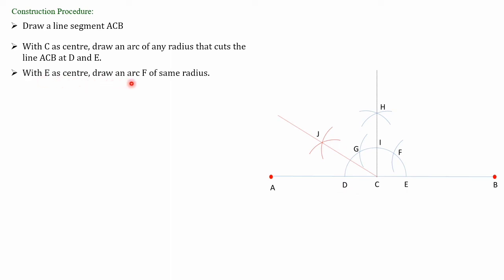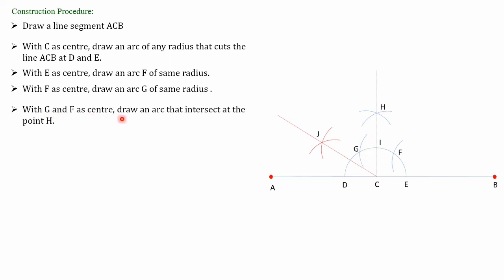With E as center, draw an arc F of some radius. And with F as center, draw an arc G of the same radius. And with G and F as center, draw arcs that intersect at the point H. By keeping the compass at G and F, you have to draw two arcs and they meet at H. And join CH. C and H we have drawn and we have formed 90 degree.